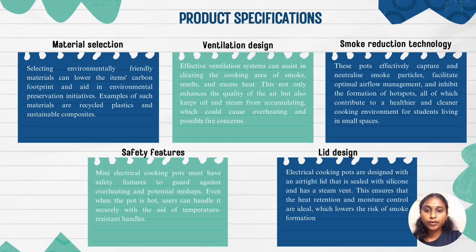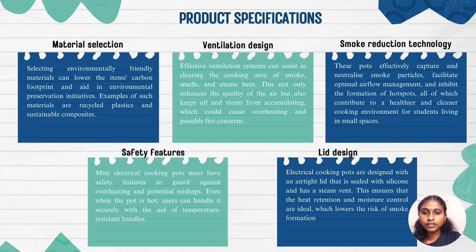There are 5 product specifications. First one is the material selection. Selecting environment-friendly material can lower the item's carbon footprint and aid environmental preservation initiatives. The second is the ventilation design. A kitchen ventilation system must be designed properly to provide a cozy and secure cooking space.